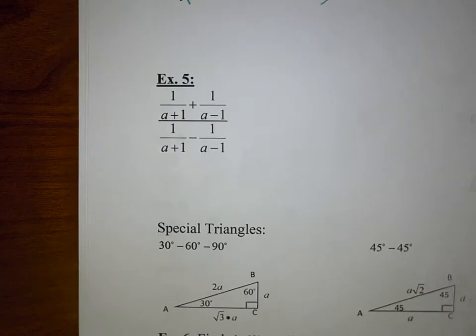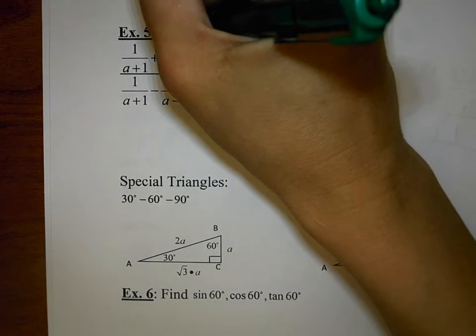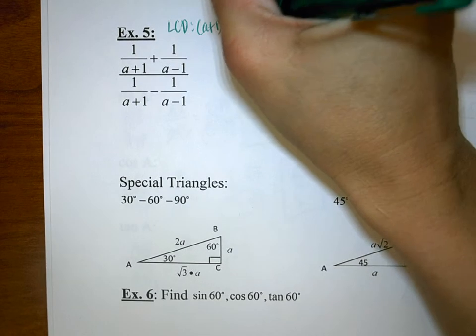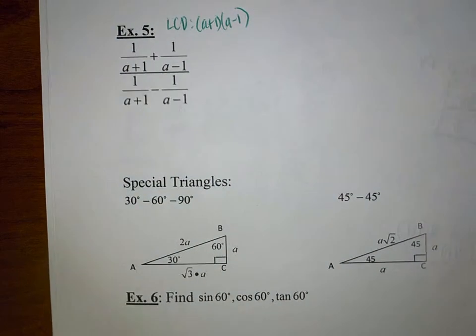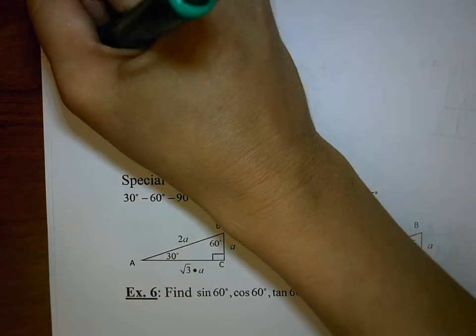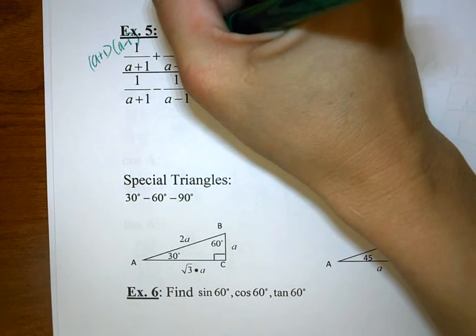What is going to be my least common denominator? Very good. A plus 1, A minus 1 is correct. So again, there's 4 terms, so I'm going to have to write it 4 times. I write it next to everything because usually I don't make mistakes if I write it all out.